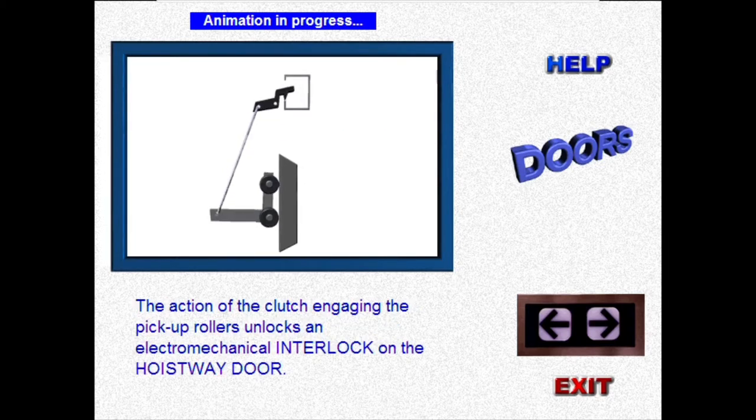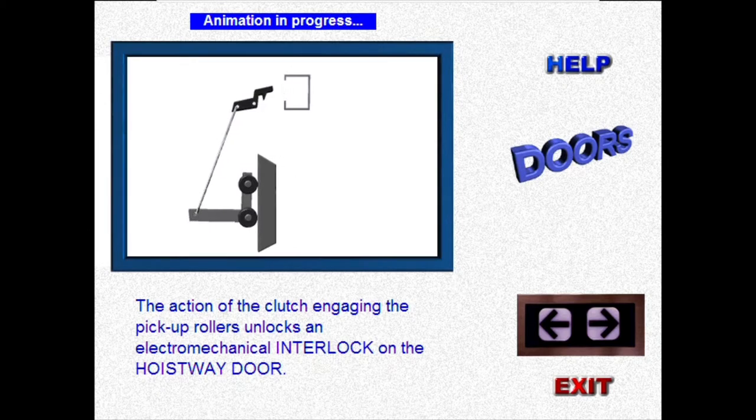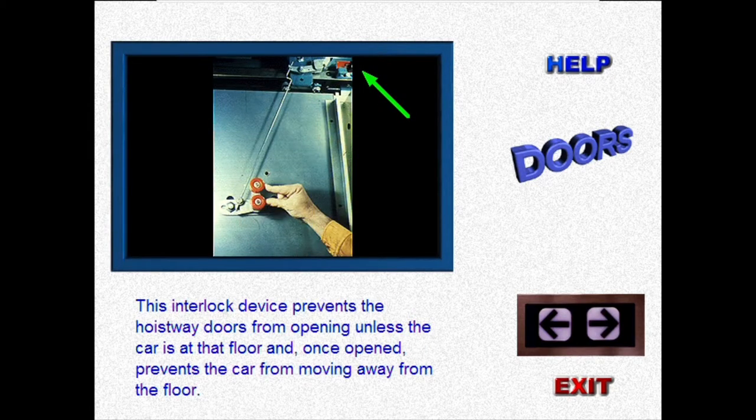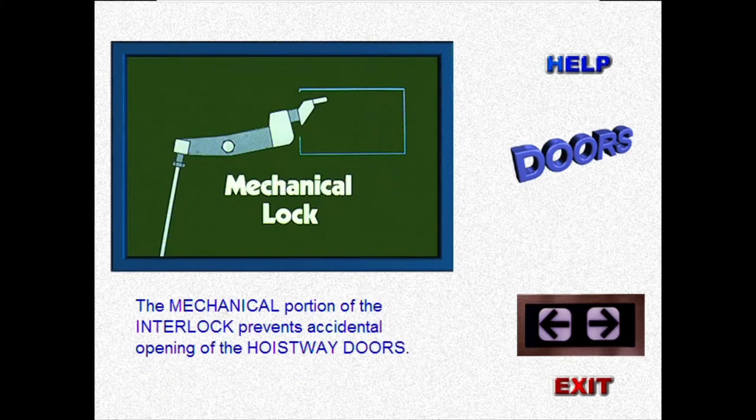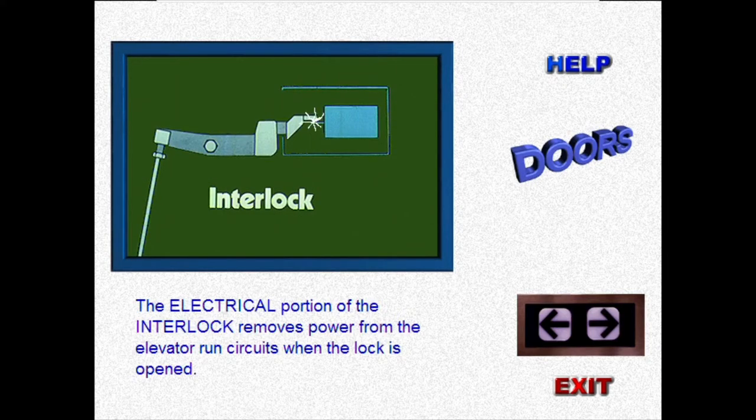The action of the clutch engaging the pickup rollers unlocks an electromechanical interlock on the hoistway door. This interlock device prevents the hoistway doors from opening unless the car is at that floor and, once opened, prevents the car from moving away from the floor. The mechanical portion of the interlock prevents accidental opening of the hoistway doors. The electrical portion of the interlock removes power from the elevator run circuits when the lock is opened.